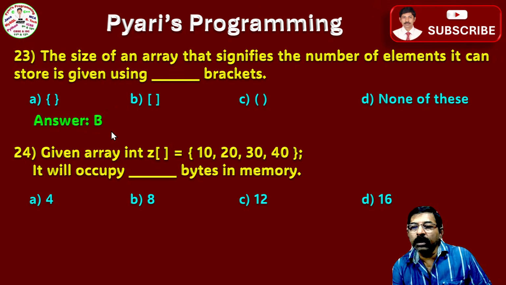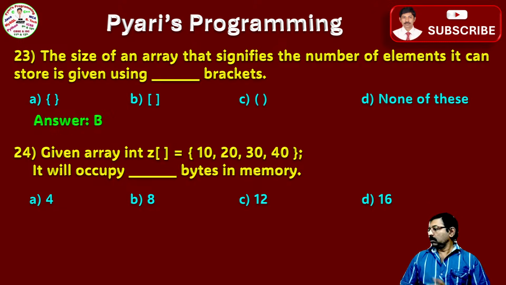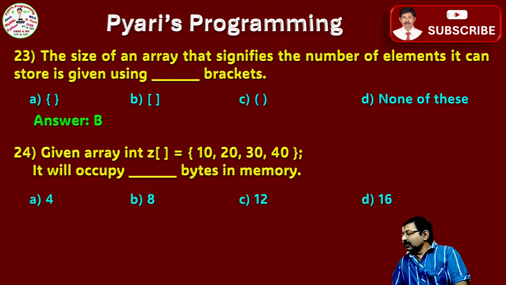In the higher classes, we'll get to know how even a constant or an array can get a default value. So I thought it won't have any value. Acha, got it, got it. 16. Option D and 16.